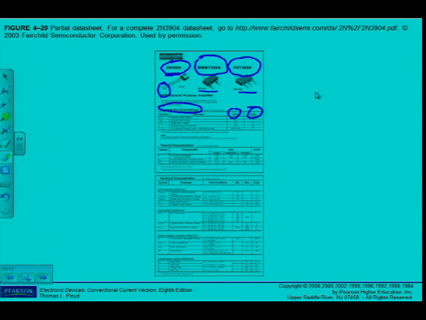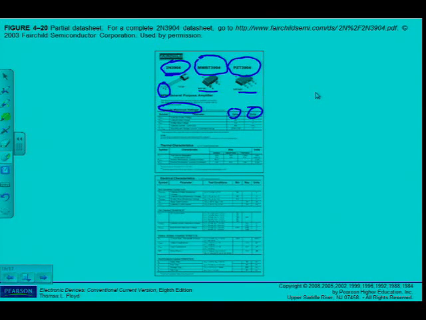Next one, there is the collector current continuous, 200 is the value and the unit is milliamps. It also gives me the operating and storage temperature range, from minus 55 to plus 155 degrees Celsius, which is what this device can be stored and operated under.